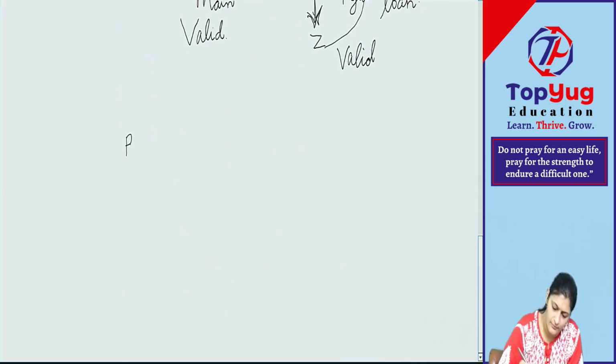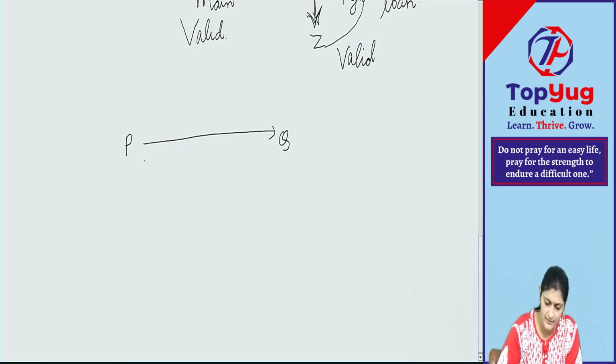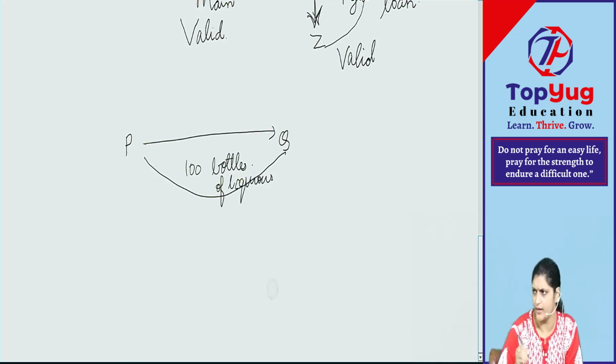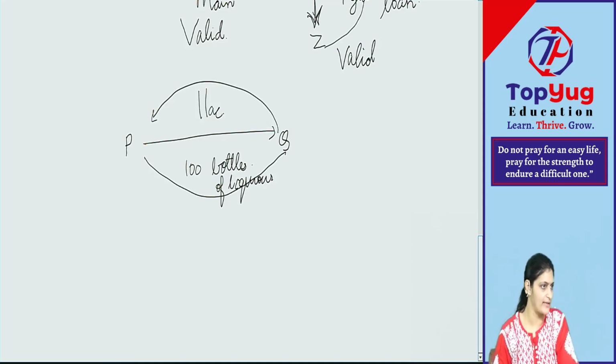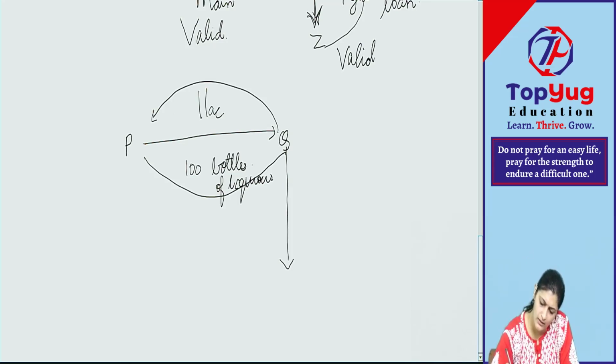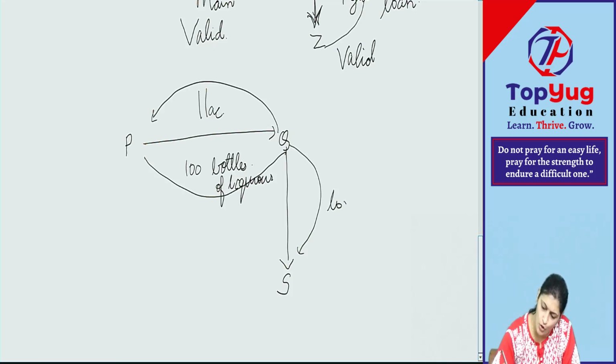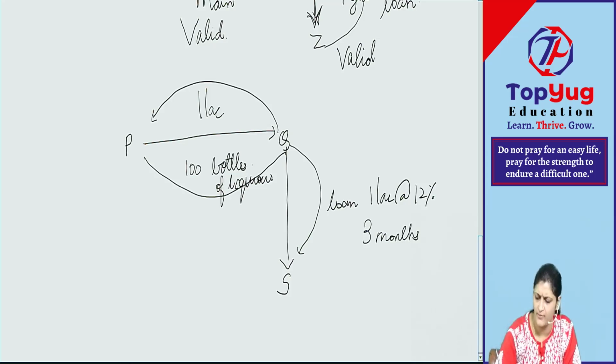One more example. P and Q are two parties. P is selling 100 bottles of liquor to Q. They entered into contract. Q will pay 1 lakh rupees to P. This is the contract that they have entered. Q entered into a contract with S. I don't have any money, so I am taking a loan of 1 lakh rupees from you, say at 12% interest, which I will pay in 3 months.